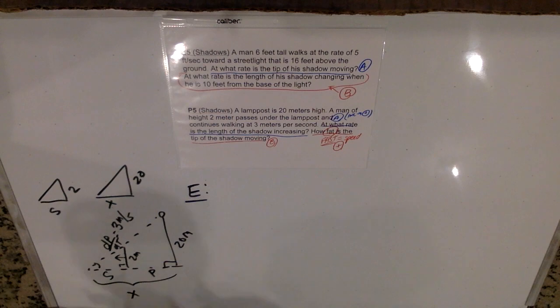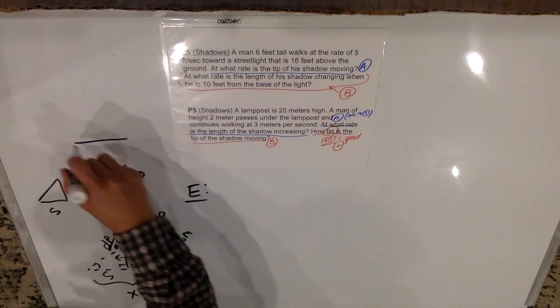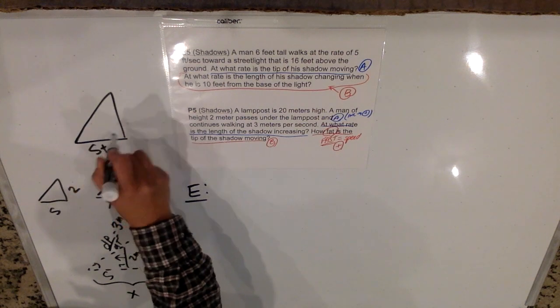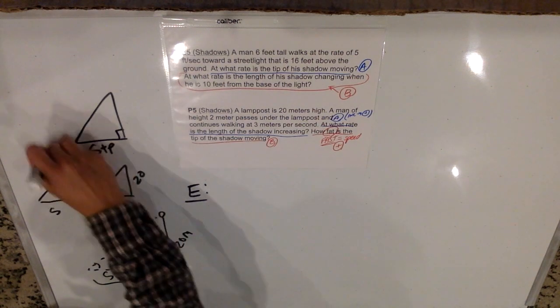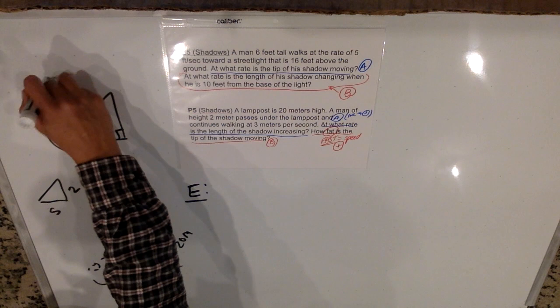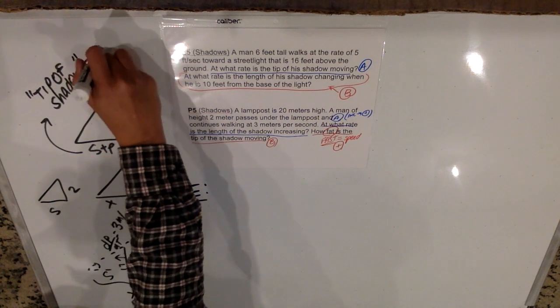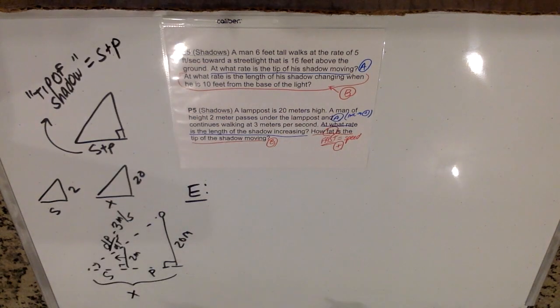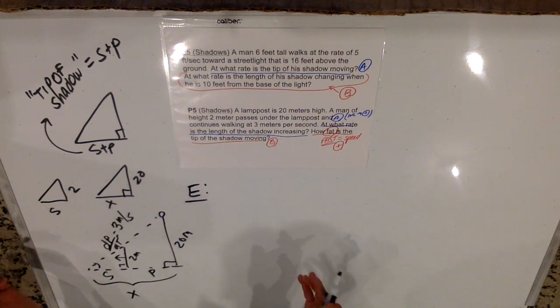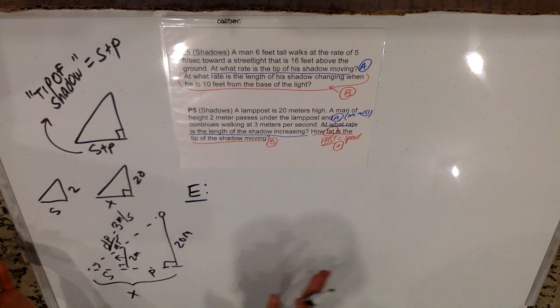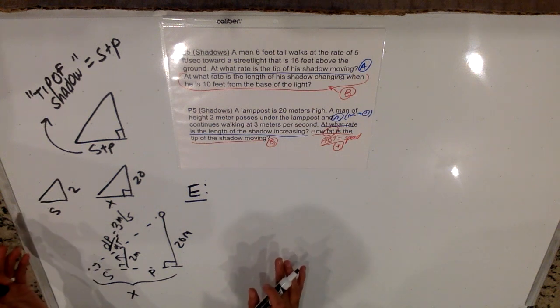Oh, also, if the x thing makes you feel uncomfortable, you could also do this triangle and just call it s plus p, right? And when you hear tip of the shadow, it means s plus p. The tip of the shadow is s plus p. So if you're really distracted by this extra variable, that's totally fine. You don't actually have to have that extra variable.